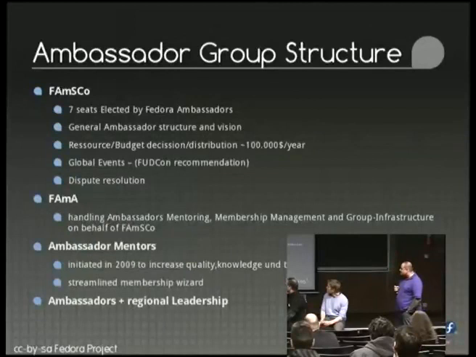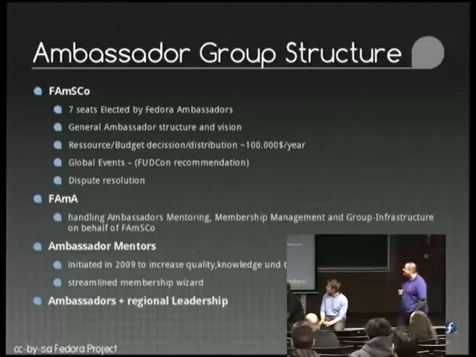We are organized with a steering committee, which is elected by the Fedora ambassadors. Christoph, I do not know if you try to change that, so the whole project will elect. It will continue to be elected, I think. Okay. I'm the chair of FAMSCO.